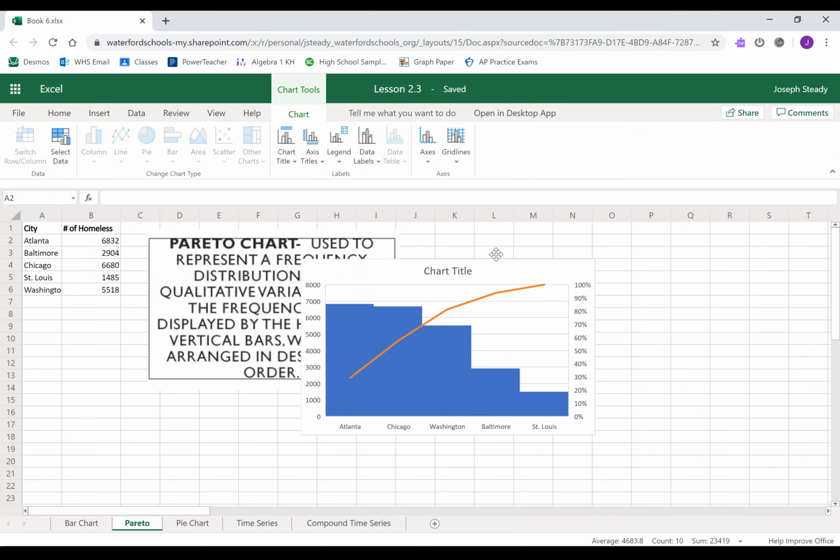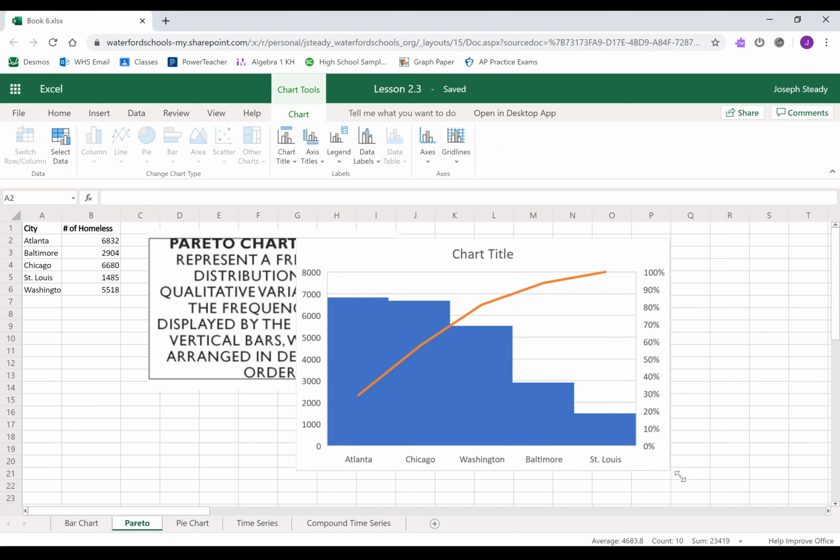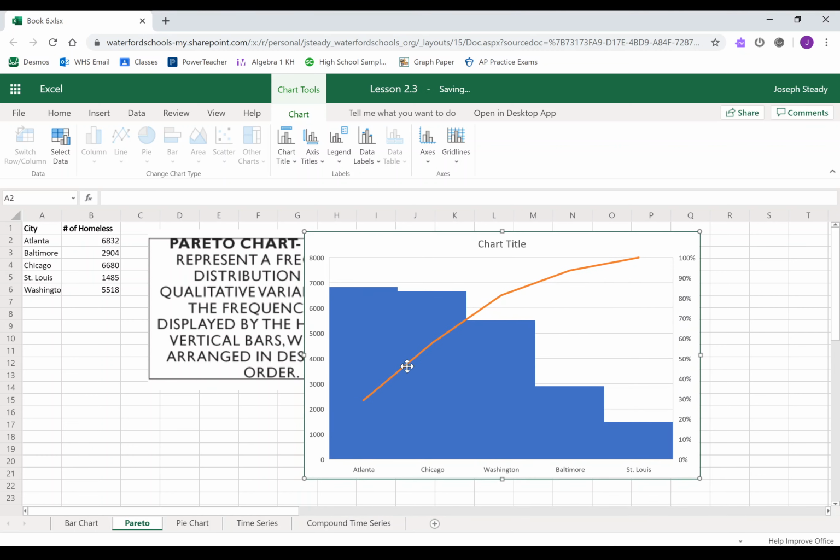And so now you can see, if I make it a little bigger, that we have essentially a bar graph with the largest bar being on the far left, and then they get smaller from there. So this kind of organizes it for us from biggest to smallest. The other feature you see on here is this line, and this line graph that's built in is actually the cumulative frequency for our groups.